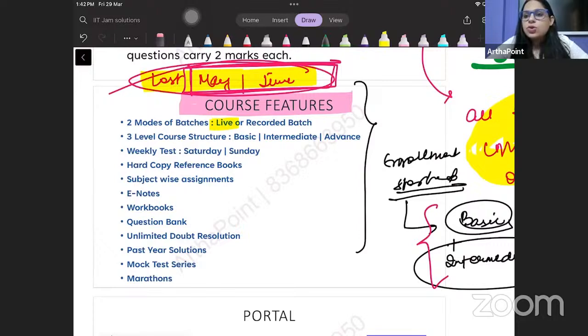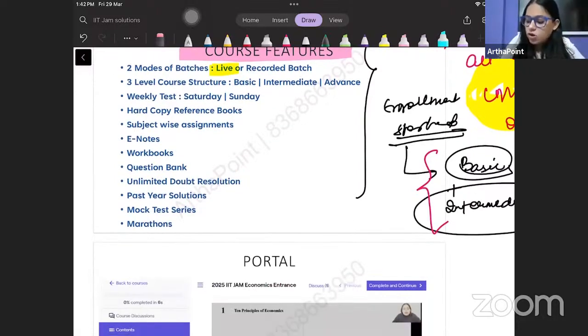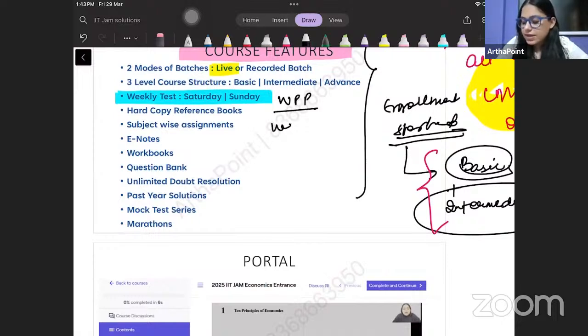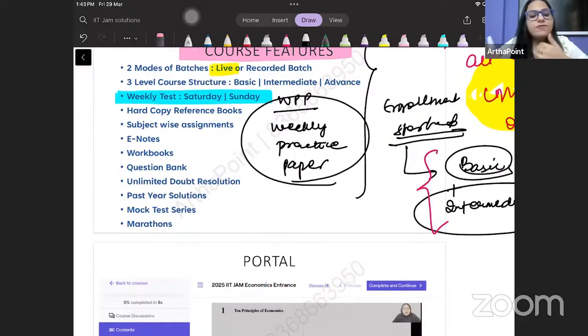Now, the good thing about the course is that every week on Saturday and Sunday, we will be giving you a weekly test, right? Whatever we have covered in the 5 days, you will be given a weekly test based on that. We call them WPP, weekly practice paper. So every week you will be given a WPP. Yes, beta, we will be covering GATE very, very soon.